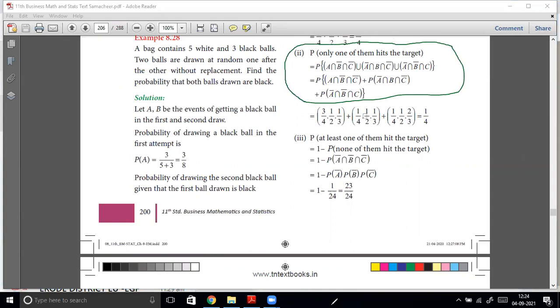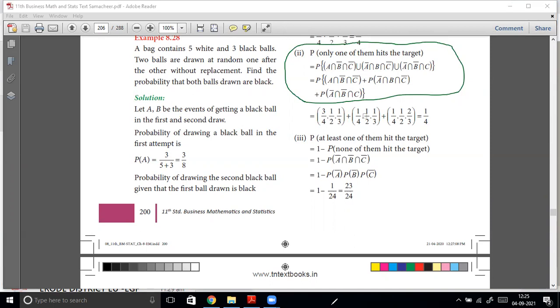P only one of them hits the target. Say that again. Why is it so big? Because they shoot too many times. No. Can you explain P of A intersection B dash intersection C dash, union A dash intersection B intersection C dash, union A dash intersection B dash intersection C? I want you to explain that in your own words. Please explain.